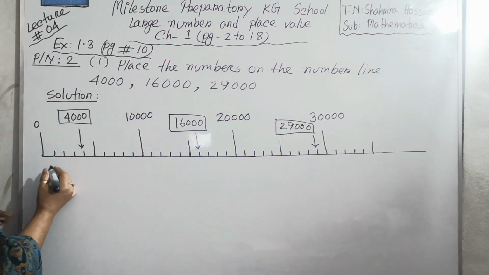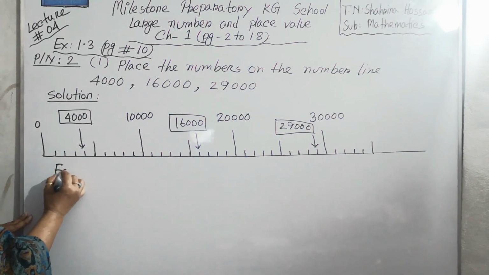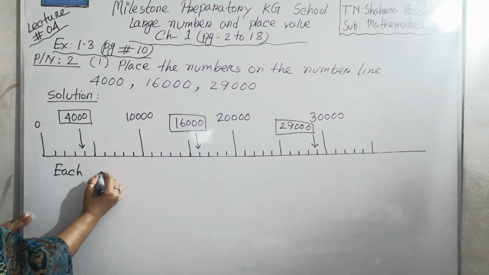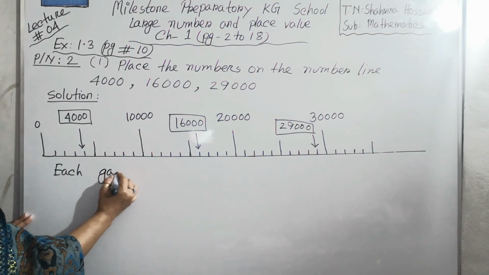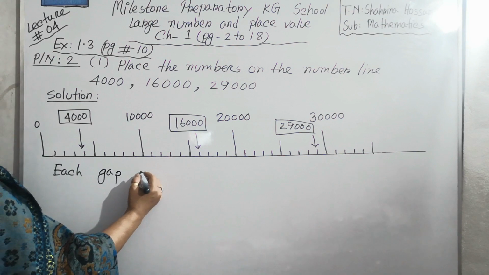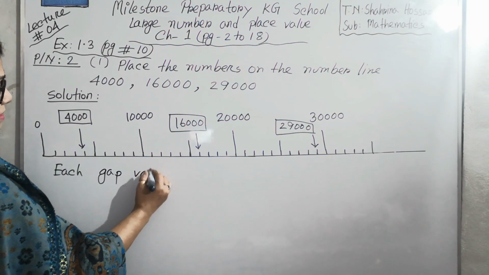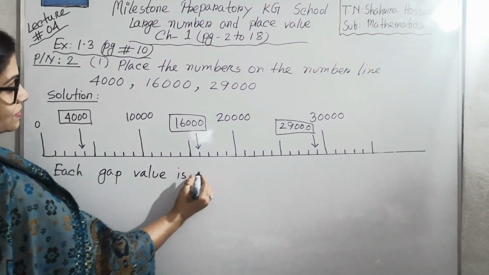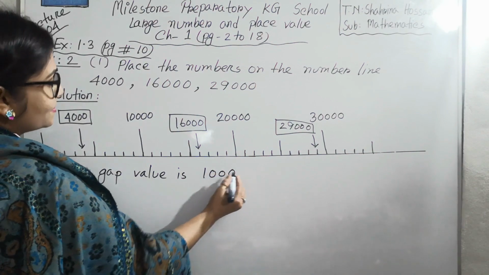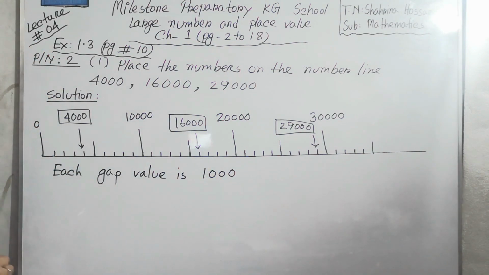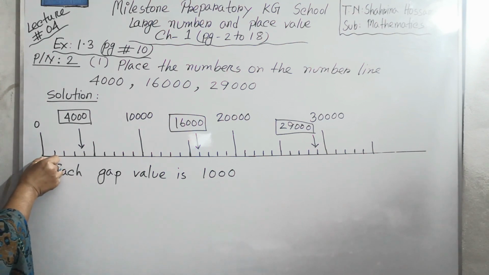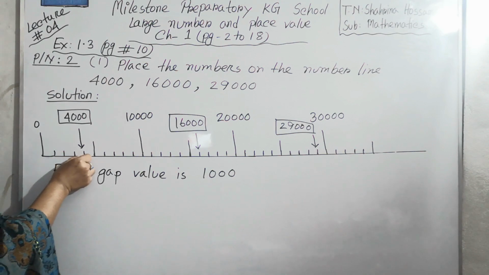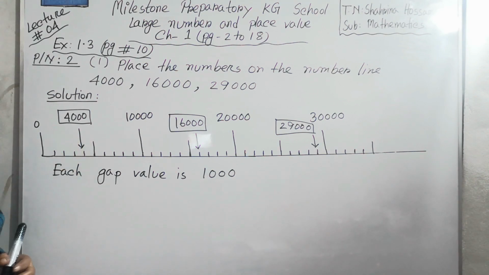Here we can write each gap value is 1000. It makes it easy to understand the value of the space. So this value is 1,000, 2,000, 3,000, that is 4,000. It makes it easy to put the number on the number line.